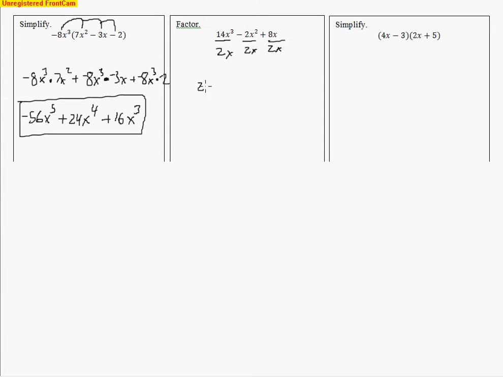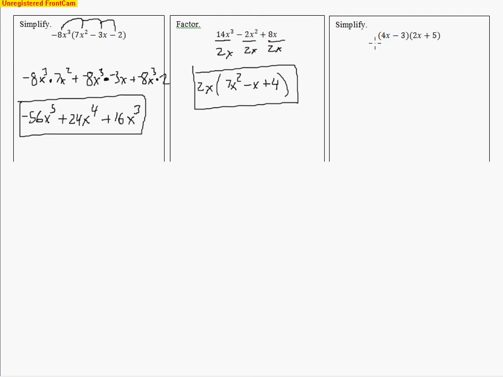So I'll put the 2x on the outside of a parenthesis, do the division, and I'm left with a 7x squared minus x plus 4. That's the factored form. So if you end up factoring and you see common factors inside the set of parentheses, then you can take out that extra factor at the end.